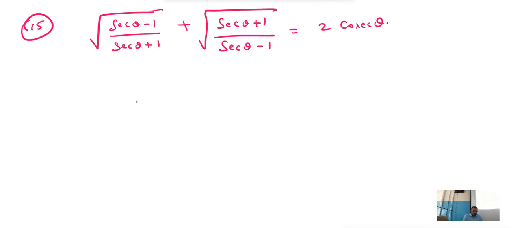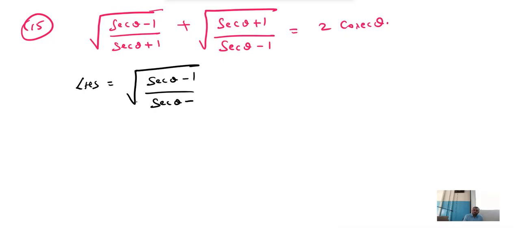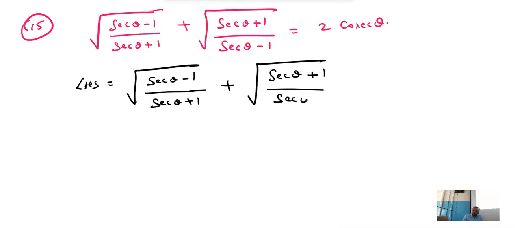Okay. What is the LHS? Root secant theta minus 1 by secant theta plus 1 plus root secant theta plus 1 by secant theta minus 1. Both the sides we have root, no? Root is there for numerator. Root is there for denominator. Yes or no? Root is there for everything, no? Yeah, okay. Now can we take the LCM? What is the LCM?